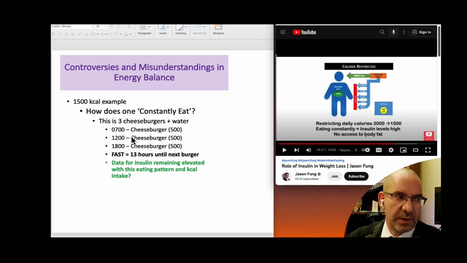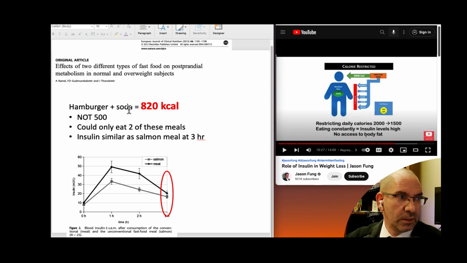If you have that for breakfast at 7 o'clock, noon for lunch, 6 o'clock, 6 p.m., or 1800 hours, have it again, then you're going to fast for 13 other hours. And so you have fasting going on here, 5 and 6 hours. And the data for insulin remaining elevated with this eating pattern and kcal intake, I've not seen it. And so here's a study that looked at hamburger and soda.